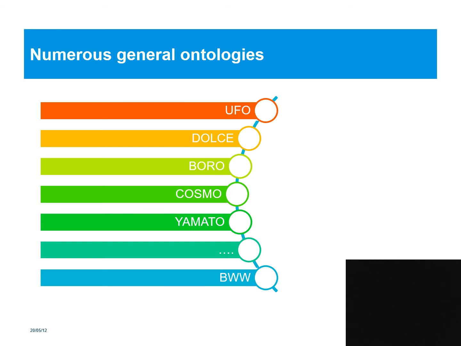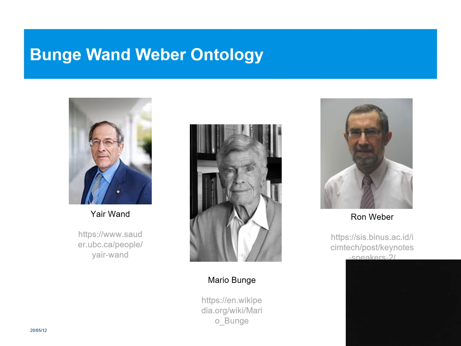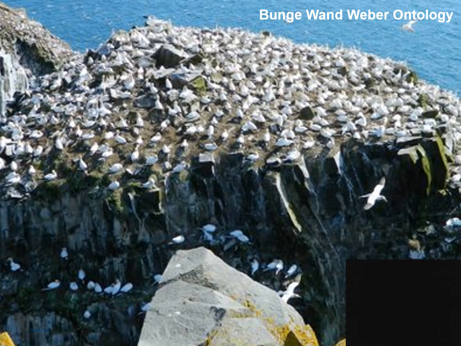Due to their importance, numerous general ontologies have been developed. In this paper, I'm focusing on a prominent one, known as BWW, or Bunge, Wand, and Weber. This ontology was developed by Yair Wand and Ron Weber based on the ideas of the philosopher-physicist Mario Bunge. Let me give you an overview of this ontology.